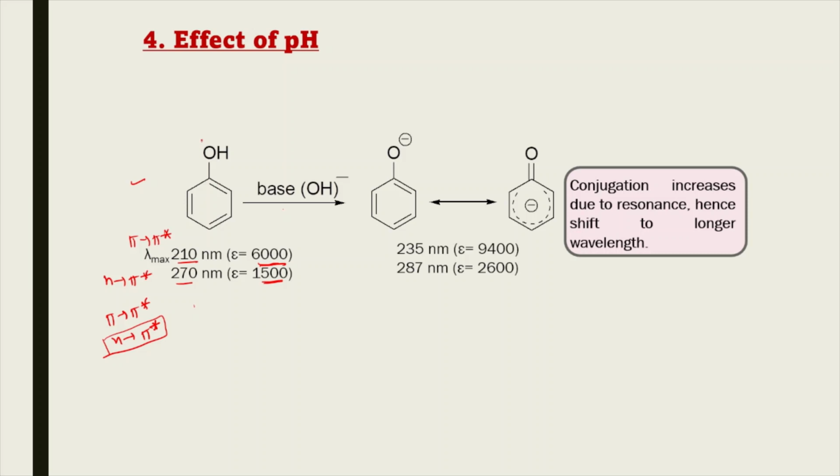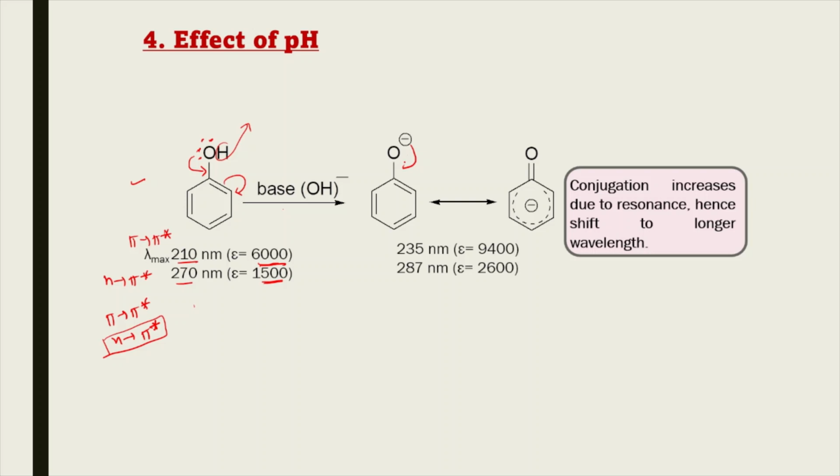Okay. Now in phenol, this lone pair of electrons is taking part in the conjugation. So the value is 210 and 270 nanometer. When the base is added, then what happens? This H is eliminated from this molecule. Now this oxygen has a complete negative charge. Now it has 3 lone pairs of electrons over it.